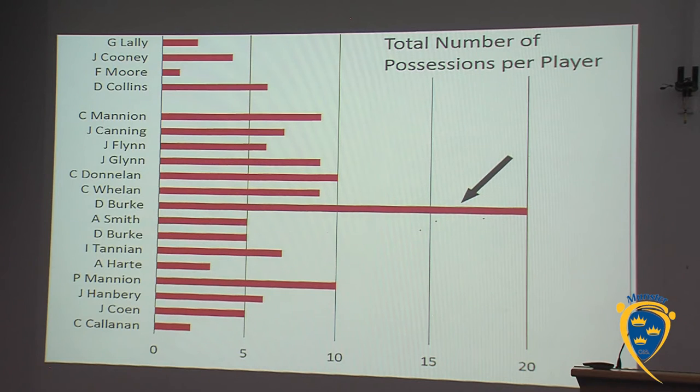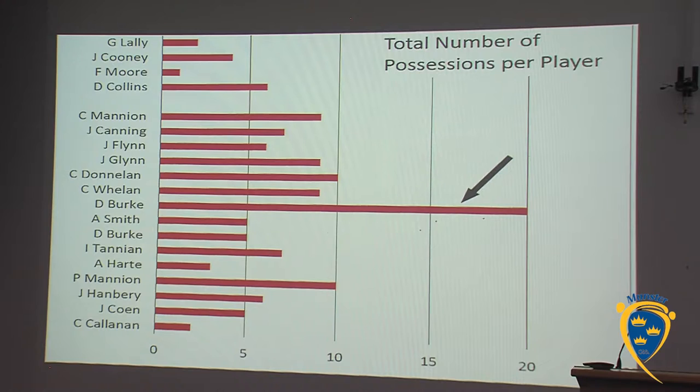David Burke, 20 possessions, all the way out in front. TJ had 17, Burke had 20. And again, depending on where you play, may influence how many possessions you have. So now, for 1 minute, as a coach, what is this information telling you? Have a chat. What is this information telling you?